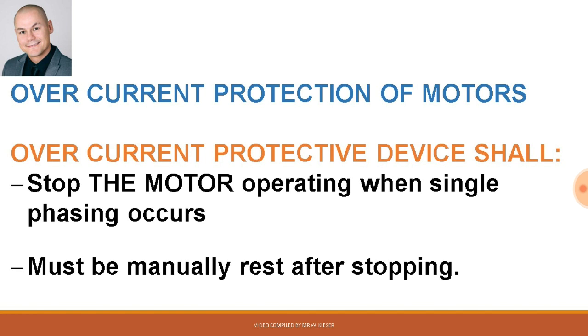So what do we mean by single phasing? A three-phase motor has three phases: red, yellow, and blue. The moment there is a fault current on one of those phases, single phasing occurs. Now, it's still possible for a motor to operate if there's a fault on one of the phases. Therefore, the moment single phasing occurs, your motor should automatically trip.